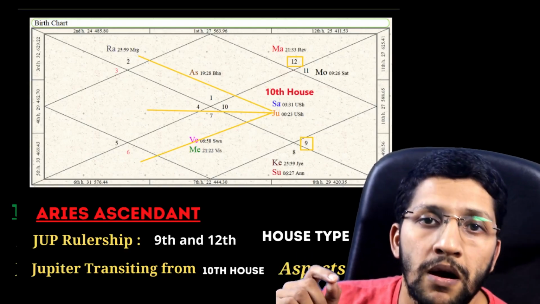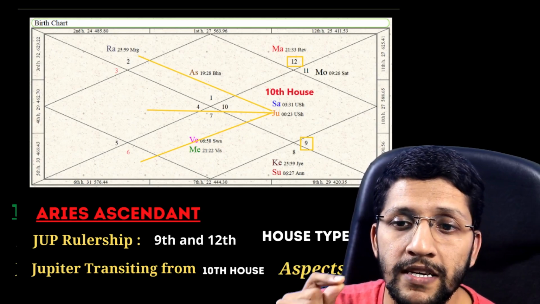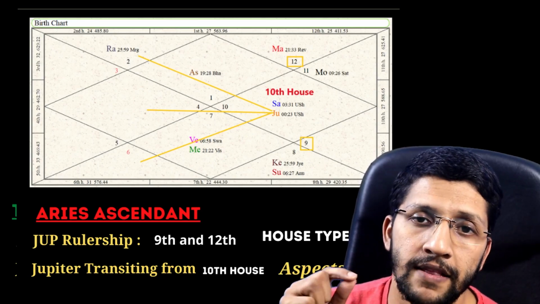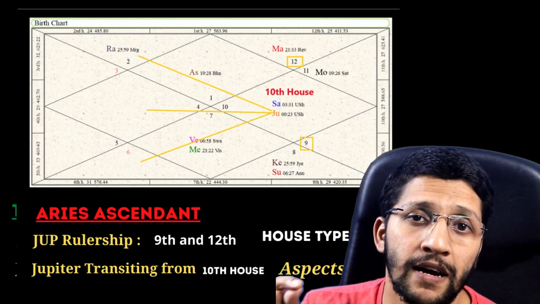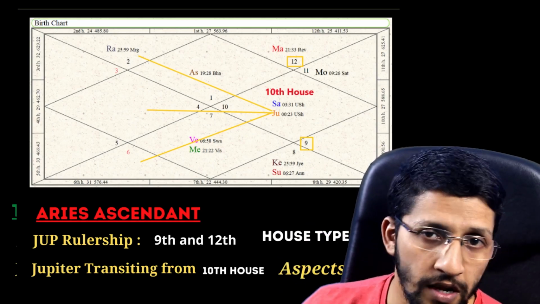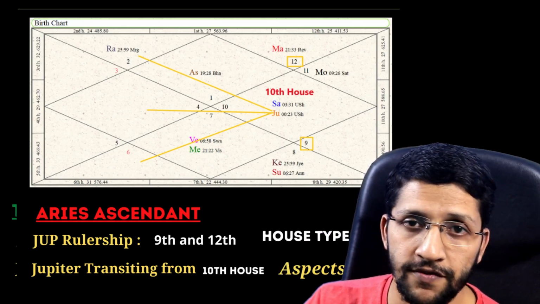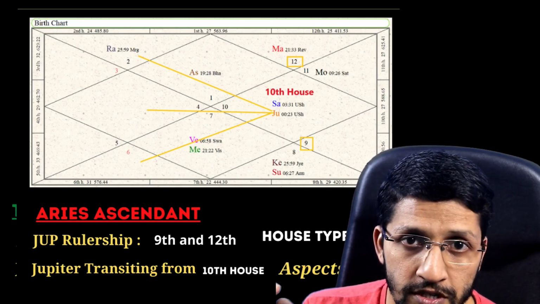Now, let us talk about the Aries Ascendant. For Aries Ascendant, Jupiter is ruling the 12th house and the 9th house and is placed in the 10th house of the horoscope, aspecting the 2nd house of finance, the 4th house of your emotions and the 6th house of your daily work. It is one of the best positions.